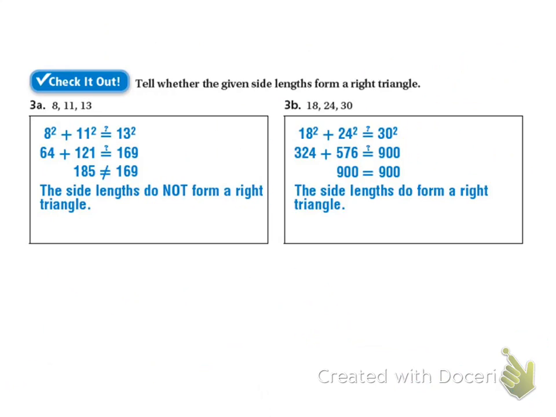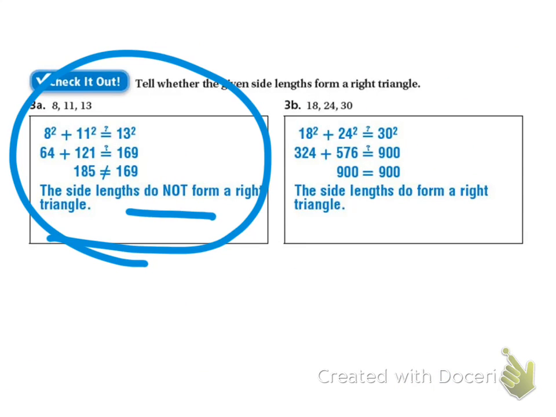Okay, and you should have found that for 3A, the answer was they do not form a right triangle, and then the answer was they do form a right triangle.